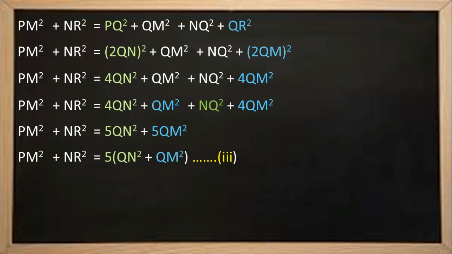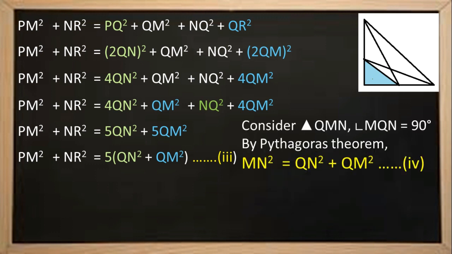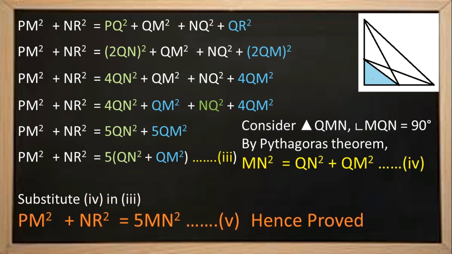But in the question it is asked we need MN square. So what to do? Please observe the diagram, children. We have one more small triangle. With this we can get, by Pythagoras theorem, angle MQN is 90 degrees, so MN square is equal to QN square plus QM square. This fourth result can be substituted in result number 3 to get the required solution. Hence PM square plus NR square is equal to 5MN square.